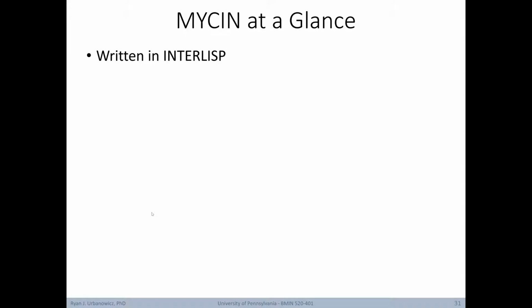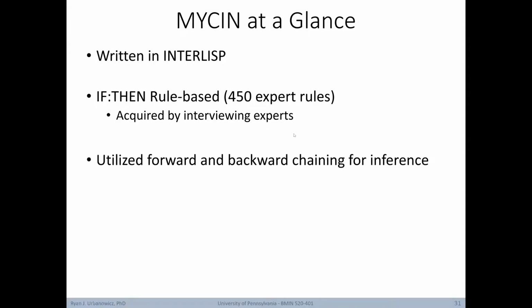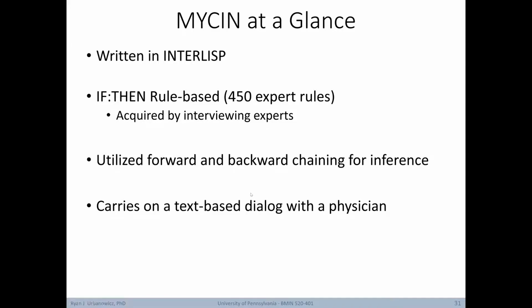Let's take a look at some key facts about the MYCIN expert system. First off, it was written in interLISP, and it included an if-then rule base of 450 expert rules. These rules were acquired by interviewing experts. The system utilized both forwards and backwards chaining for the inference process. Further, MYCIN carries on a text-based dialogue with a physician. And importantly, MYCIN is also capable of dealing with uncertainty.